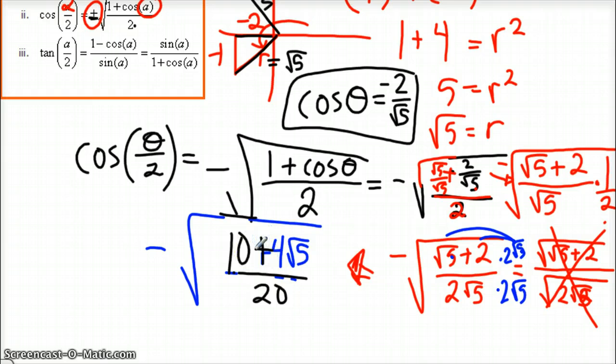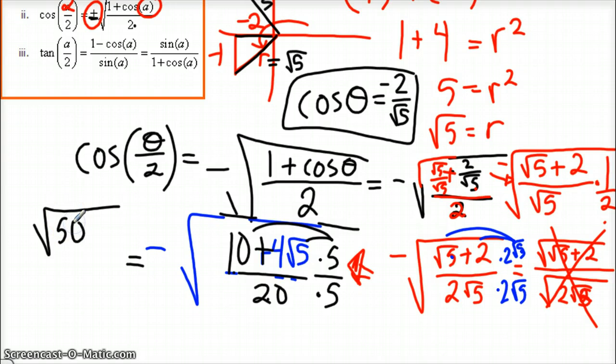So now the bottom, I still can't take the square root of 20. So I think, okay, how can I turn that into something I can take the square root of? And I think of 100. If I multiply the top and bottom by 5, I get a perfect square in the denominator, which I can take the square root of. So now in the numerator, I distribute the 5. We're working inside of the radical. That 5 times 5 is inside the radical. So I'm going to have 50 plus 20 square roots of 5 all over.